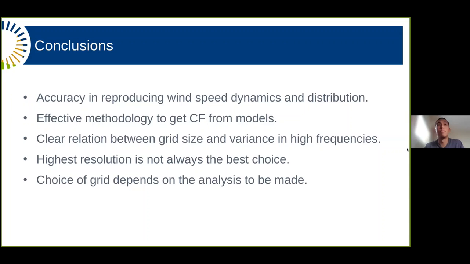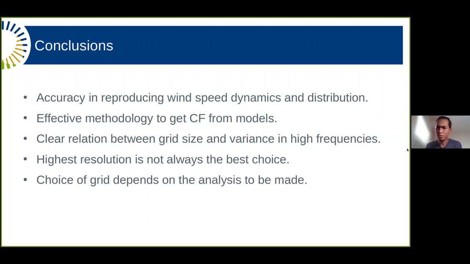Also, as related with the conclusion that I said before, the choice of grid depends on the analysis to be made. So for example, if we are going to make an analysis that involves daily or sub-daily timescales, we will be interested in the correct reproduction at these timescales. So a high resolution with the WRF model could be valuable and could be a good choice.